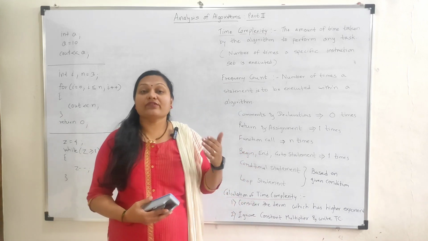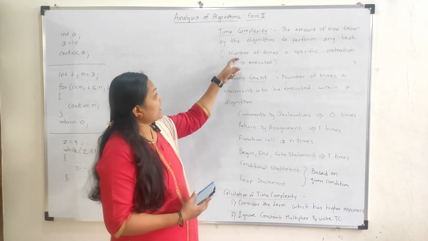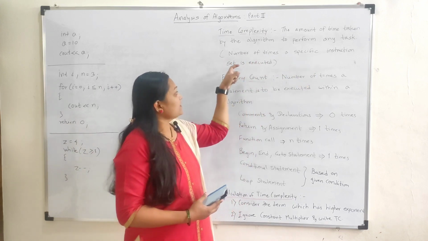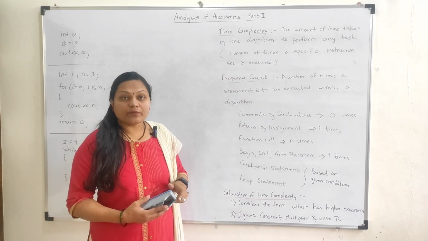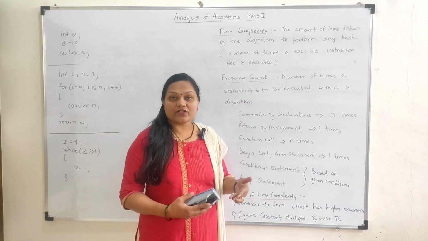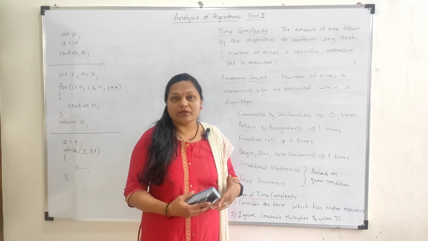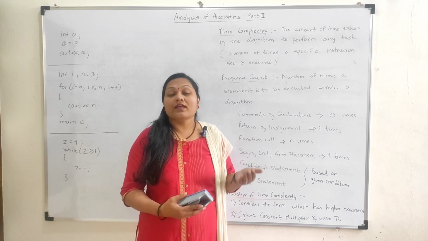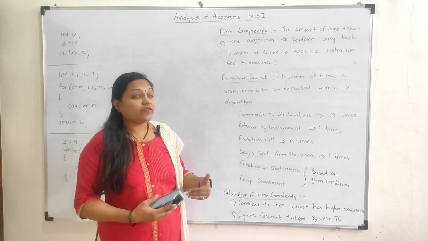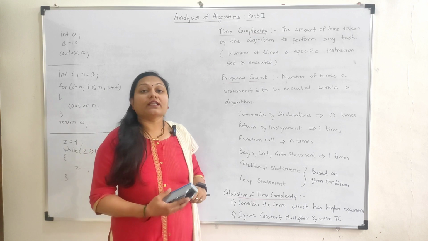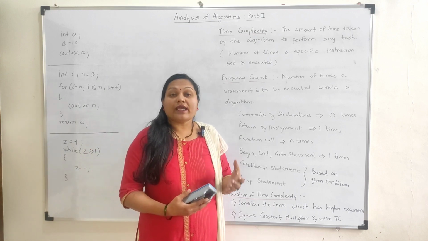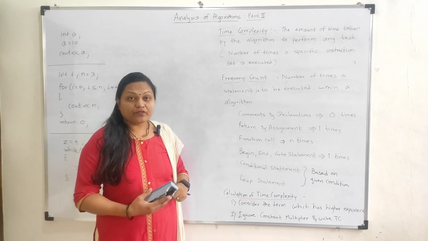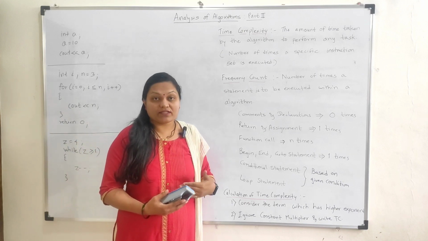So mostly while calculating time complexity, we are going to consider the number of times a specific instruction set is executed. If there are 4 to 5 instructions in the algorithm, we will calculate how many times each and every instruction will execute, and consider that while calculating the time complexity. So to calculate time complexity, we need to calculate frequency count. Let's see what we mean by frequency count.